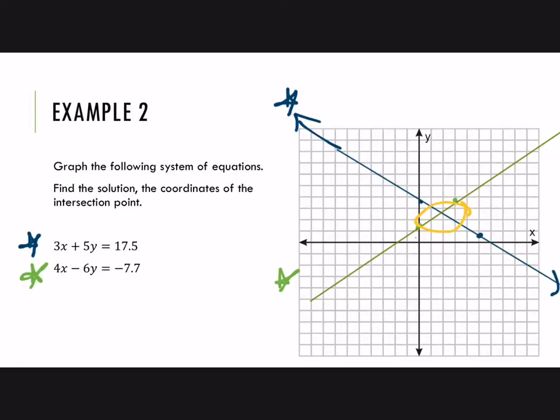So in situations like this where you can't guess from the graph what the solution is, that's why we need an algebraic method to figure it out. All right, so in the next video I will discuss with you solving a system of equations like this using two methods in order to find that exact point where the two lines intersect.